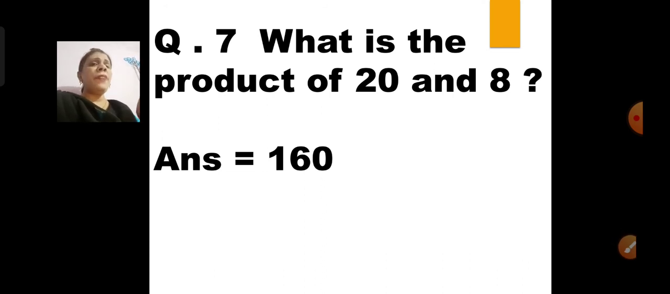What is the product of 20 and 8? 160. Now children, whenever it is asked what is the product of, like suppose your numbers are 20 and 60, or any other numbers, and in the question it is asked product, that means you need to multiply. If it is asked what is the product, that means both the numbers have to be multiplied to get the answer. Now the answer which I got, 160, that is the product of 20 and 8.